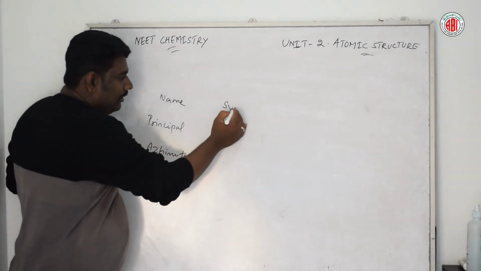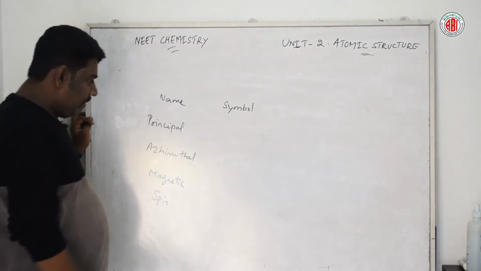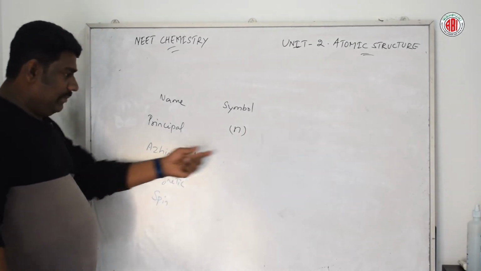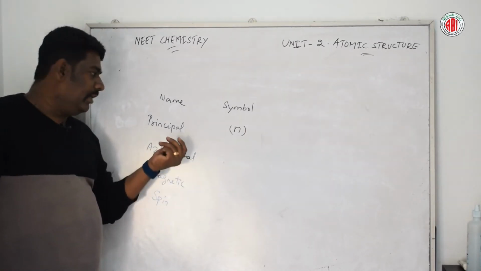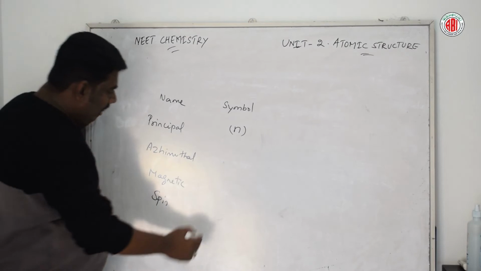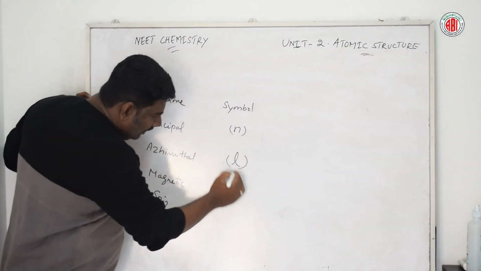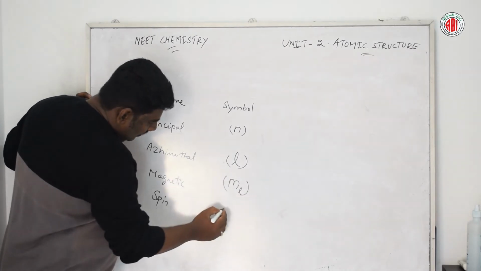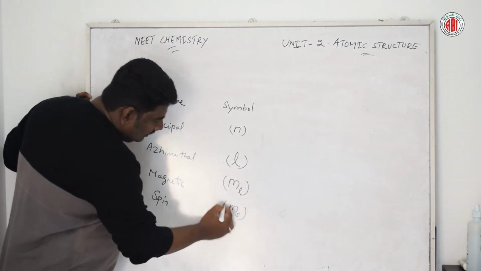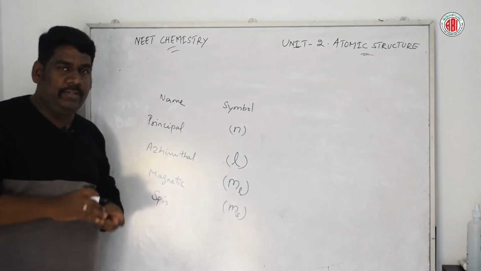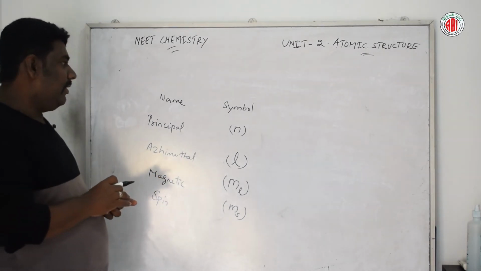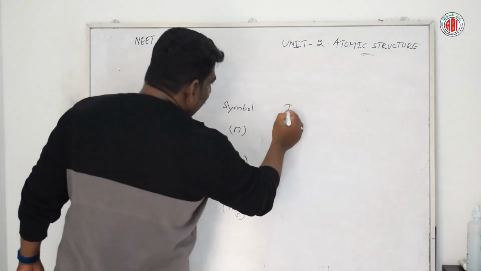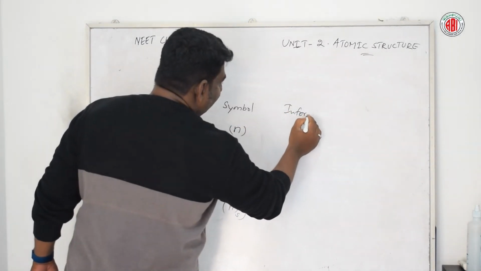Talking about the symbol, what symbols are used for denoting these quantum numbers? We use small n as the symbol for the principal quantum number, small l for the azimuthal quantum number, small m and l for the magnetic quantum number, and m and small s for the spin quantum number. These are the symbols we use for these 4 types of quantum numbers. Now, what information are we gaining?